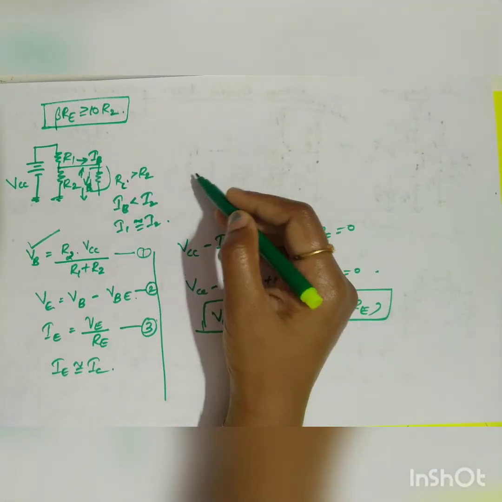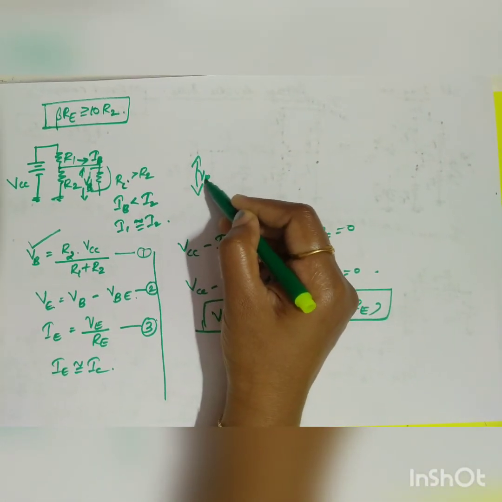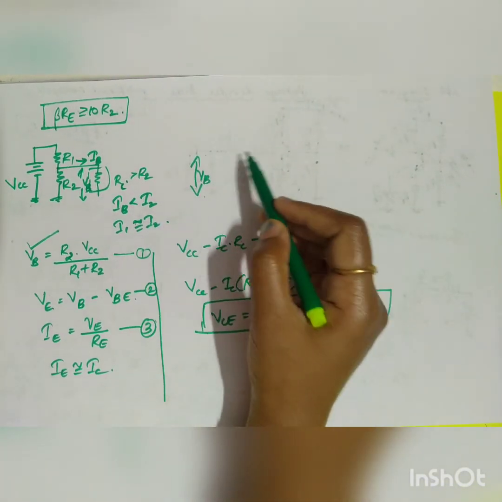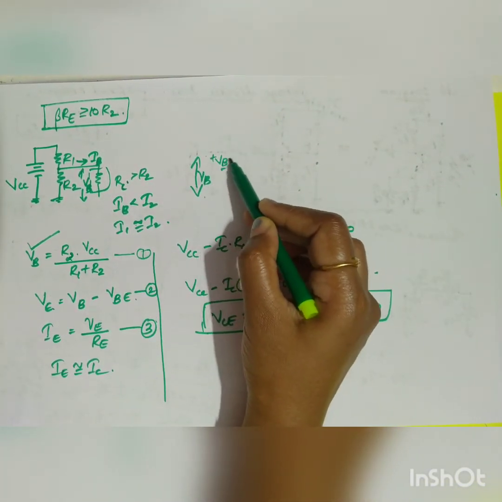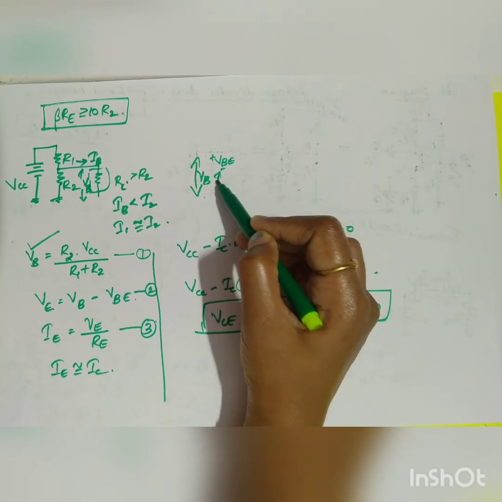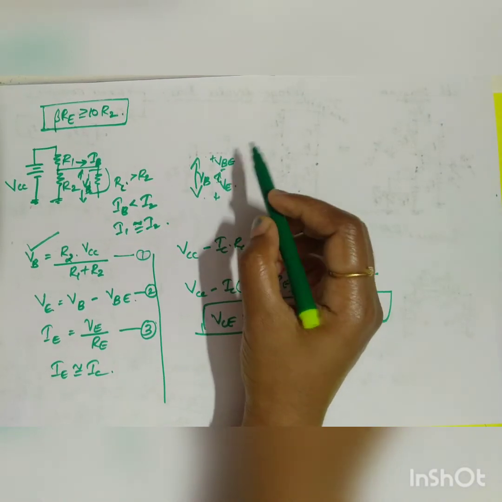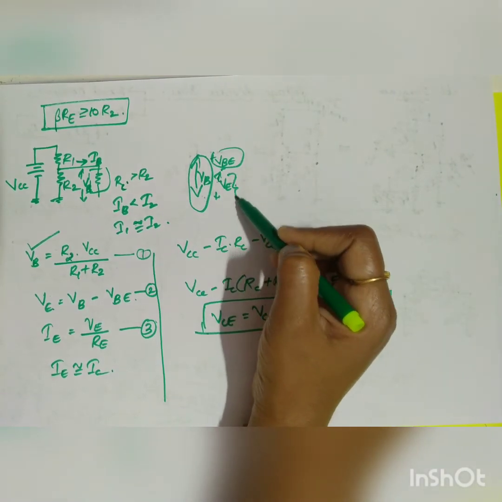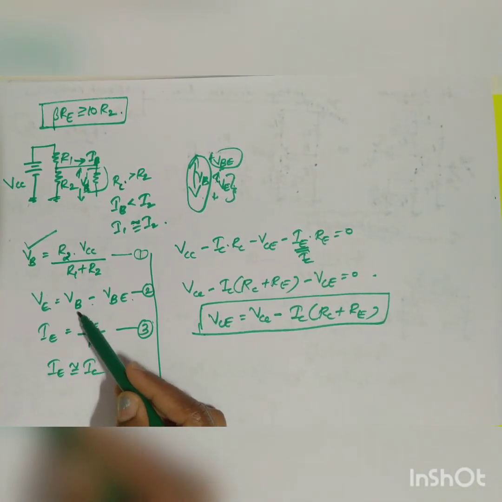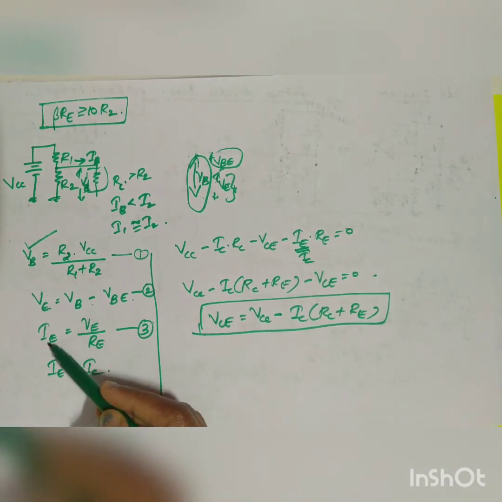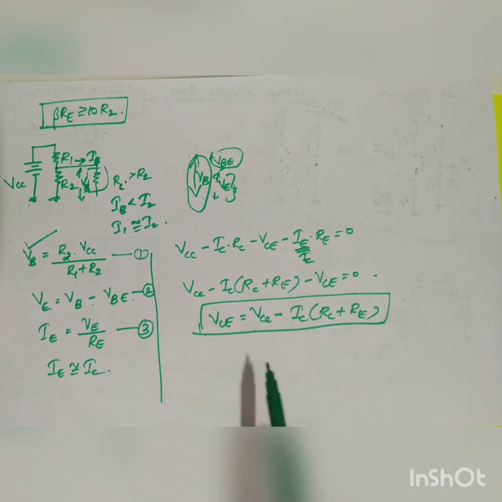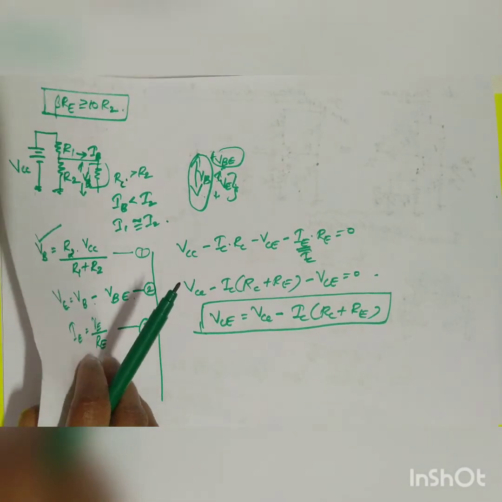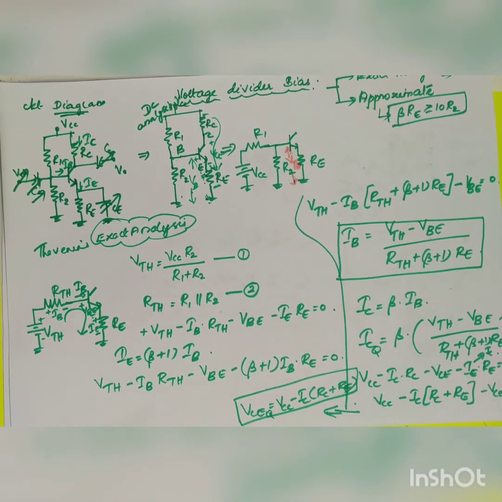VB is equal to this much. The junction voltage is equal to VBE, and this much is equal to VE. So if you know the total voltage VB, VB minus VBE will give you your VE. That's how you have taken this: VE is equal to VB minus VBE. Once you know VE, you can calculate IE. IE is equal to VE divided by RE. So these are both the analyses: one is your exact analysis and the other approximate analysis, which will be asked for 12 marks.